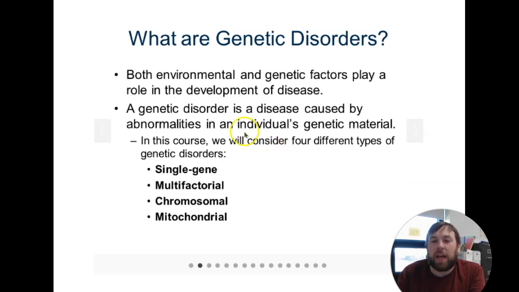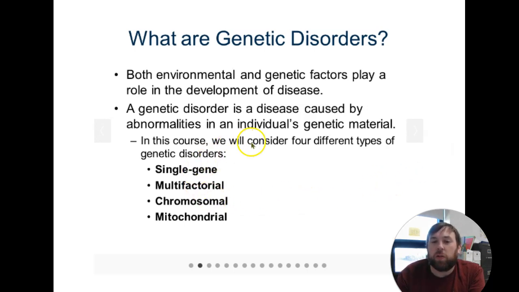Well, it's very simply an abnormality in an individual's genetic material. You know that the genes in your body are instructions to make particular proteins. Well, if we can't make a proper protein, then that genetic change will cause us to have an abnormal protein or a missing protein in our body.